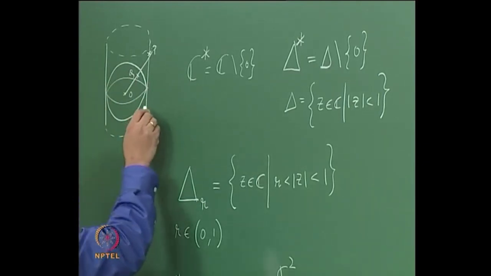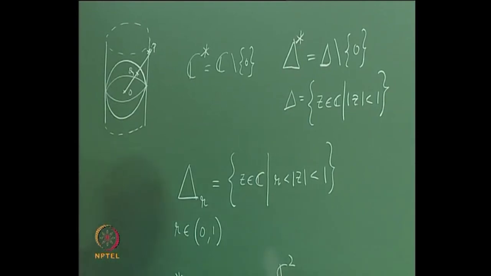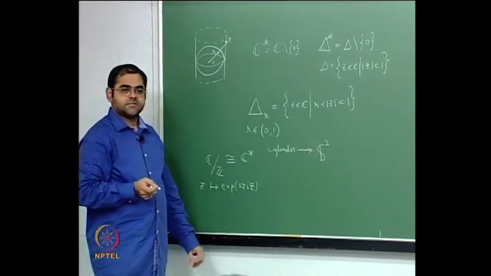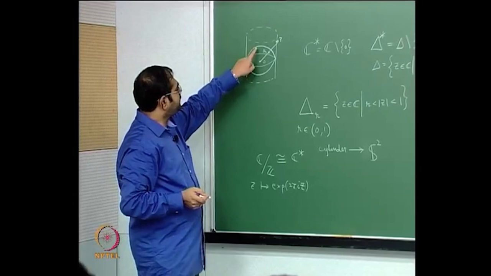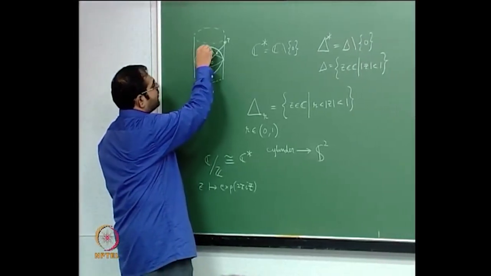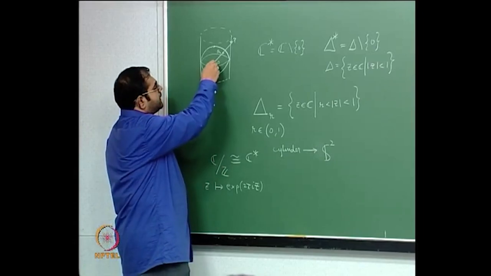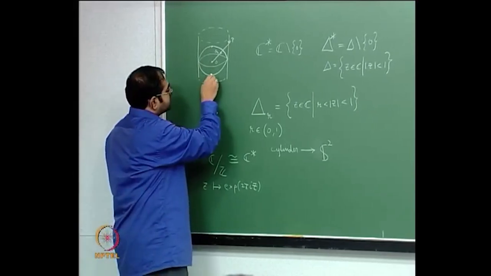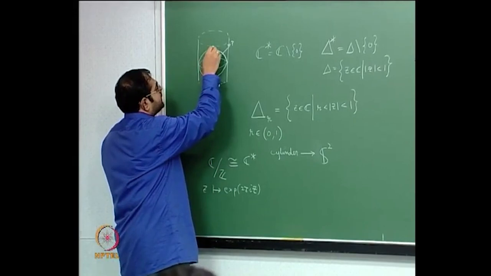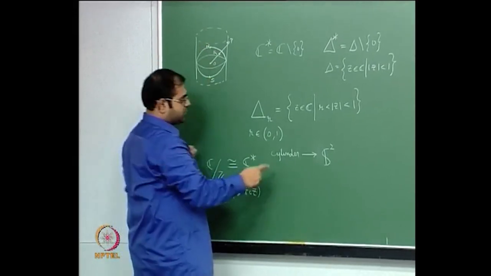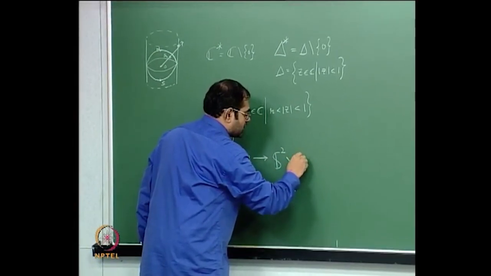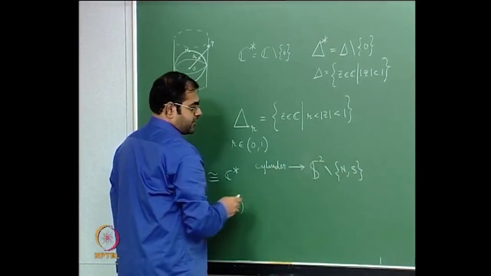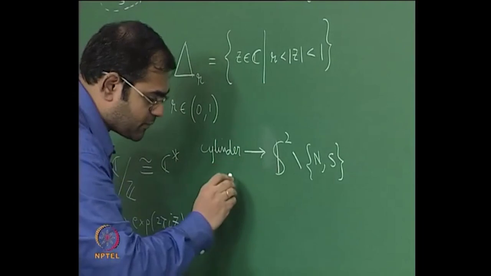In this way, you will get a map from the cylinder to the sphere, and the only point is that you will not get the north pole, because there is no point on the cylinder which, when joined to the origin, gives you the north pole, and the same thing happens to the south pole as well. So if I call the north pole N and the south pole S, you get a map from the cylinder to the sphere minus the north pole and the south pole. And you can check that this is a homeomorphism.